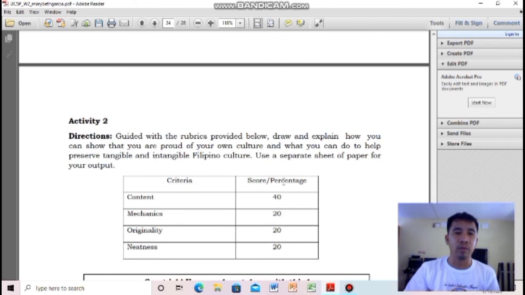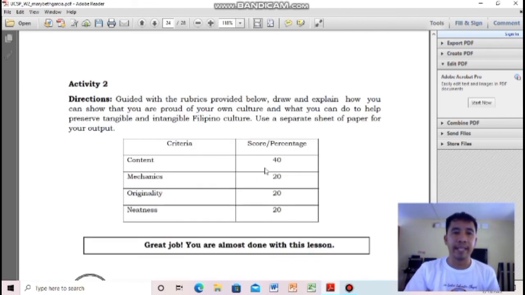For activity 2, guided with the rubrics provided below here, draw and explain how you can show that you are proud of your own culture and what you can do to help preserve tangible and intangible Filipino culture. So you do this in a bond paper, no?